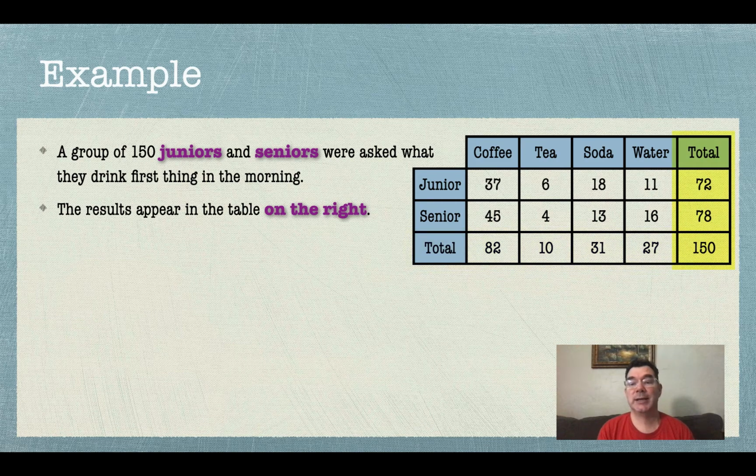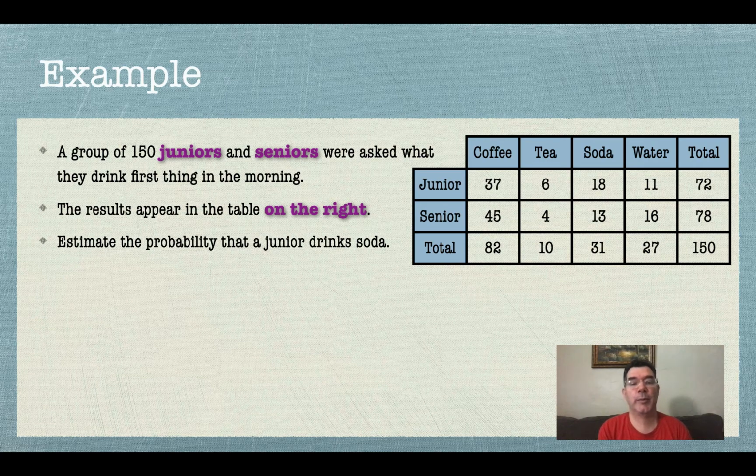So as you can see, there were 72 juniors, there were 78 seniors, and then along the bottom, you can see that 82 students drank coffee, 10 drank tea, 31 drank soda, and 27 drank water. And no matter whether you add up the totals in the last column or the last row, you should get a total of 150 because that's the total population that was asked. So you'll want to verify that before you start calculating probabilities.